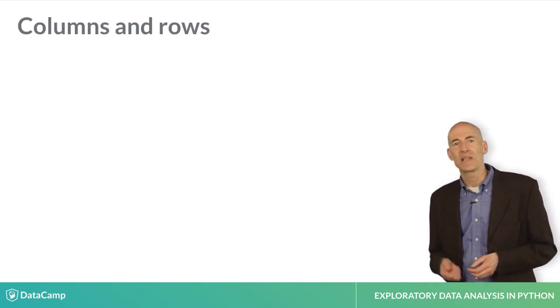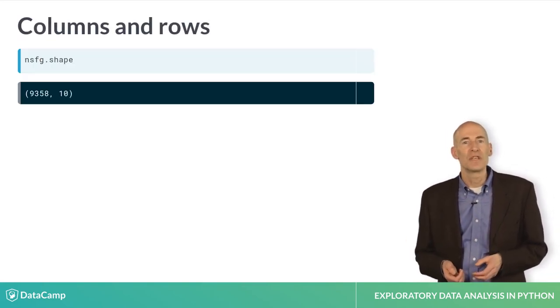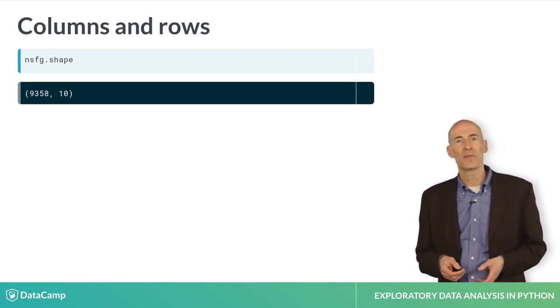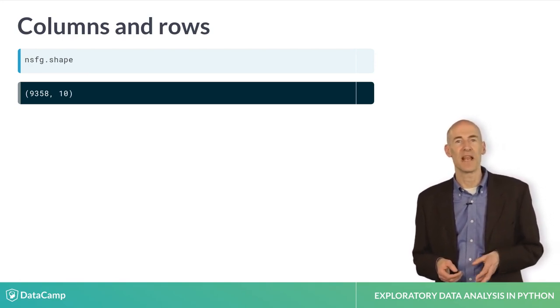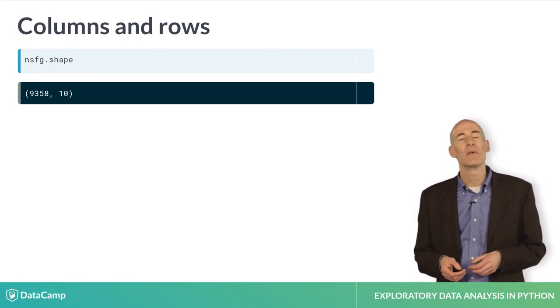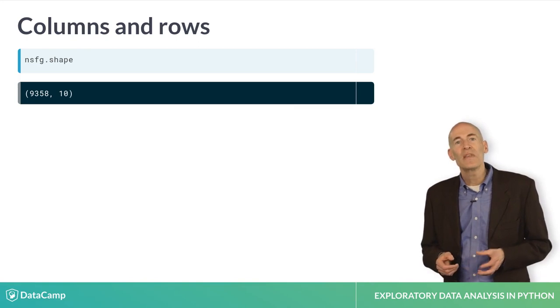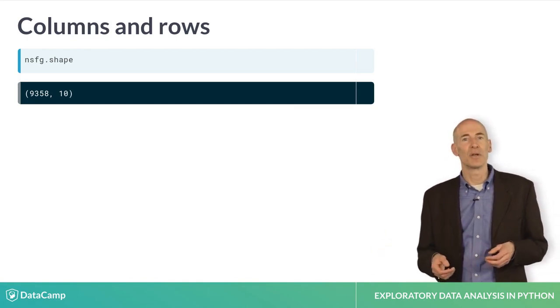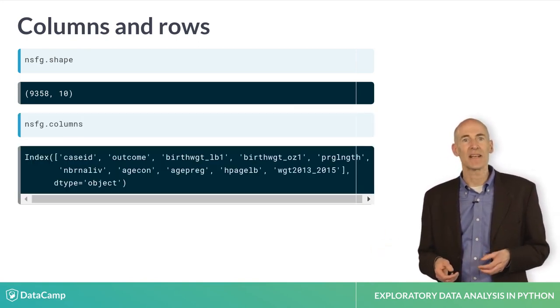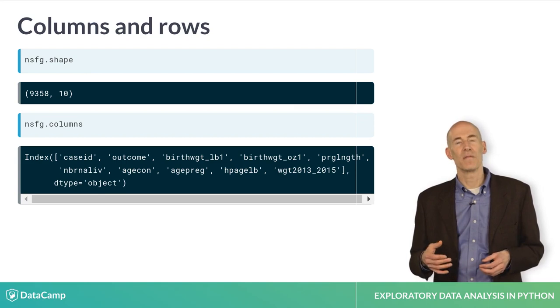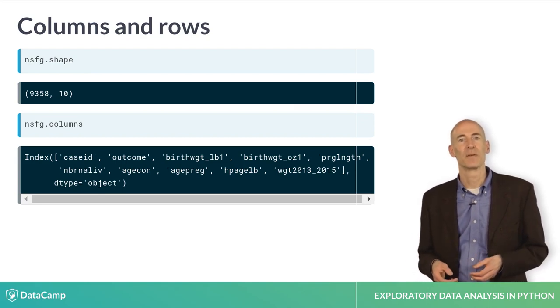The data frame has an attribute called shape, which is the number of rows and columns. There are 9,358 rows in this dataset, 1 for each pregnancy, and 10 columns, 1 for each variable. The data frame also has an attribute called columns, which is an index. That's another pandas data structure, similar to a list. In this case, it's a list of variable names, which are strings.